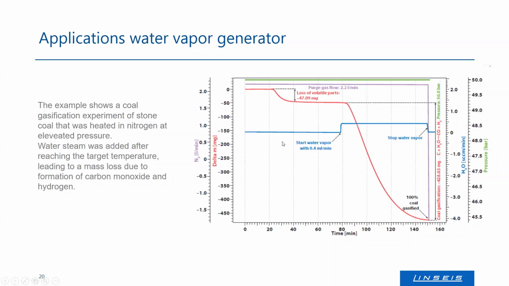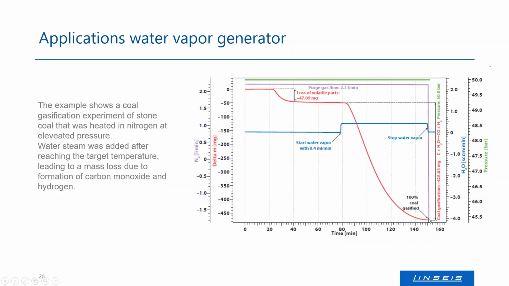And then the inert gas atmosphere was exchanged into a water vapor atmosphere. After the water vapor reached the carbon-containing sample at some pressure and temperature, you see a sudden mass loss. There was a huge mass loss starting after the water was added, and it went on until it stopped here, which was the point where 100% of the carbon contained in the sample was gasified.